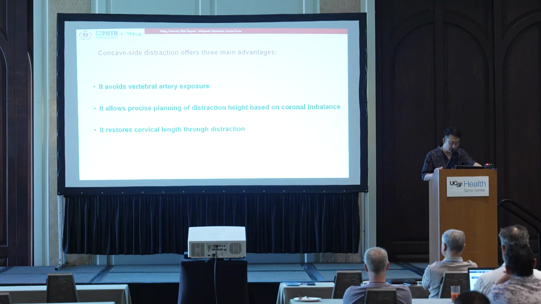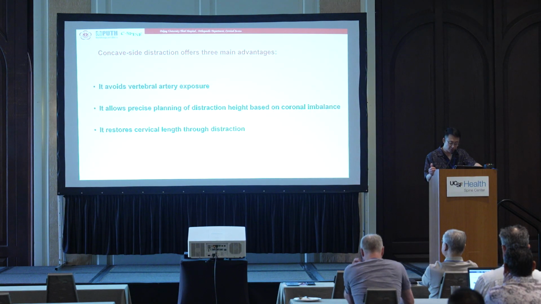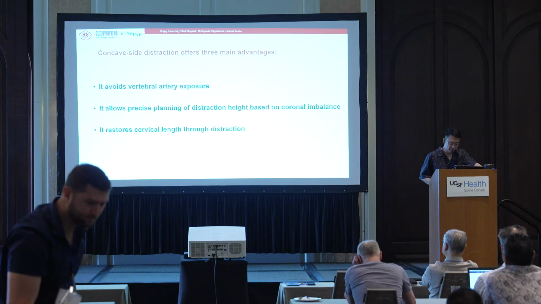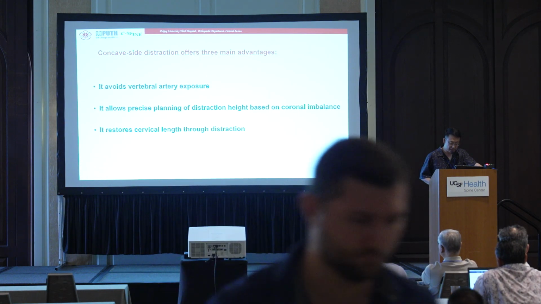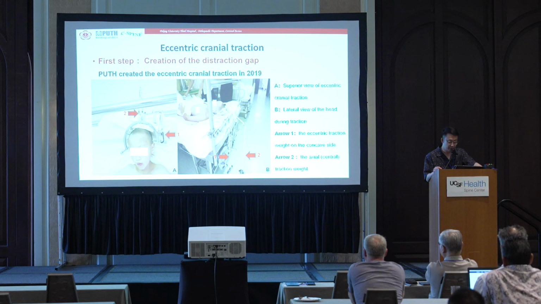To avoid vertebral artery injury, we try to reduce the intraoperative risk, operating time, and blood loss. It enables preset planning of the distraction height based on the coronal imbalance to achieve effective realignment, even in anatomically complex cases, and restores cervical length without resection, which helps prevent further shortening of the neck and deterioration. So Professor Sun mentioned yesterday the eccentric cranial traction.